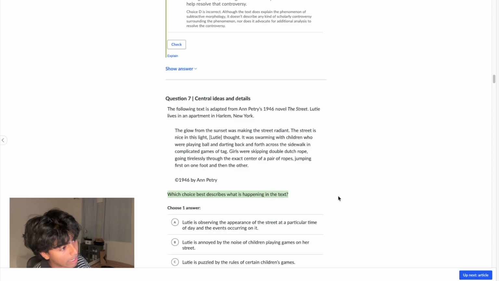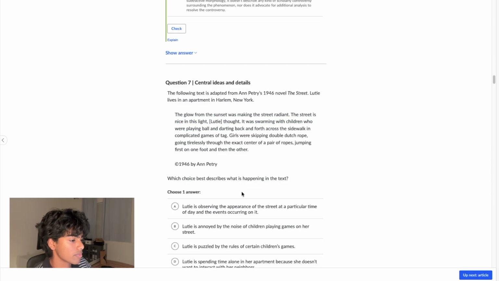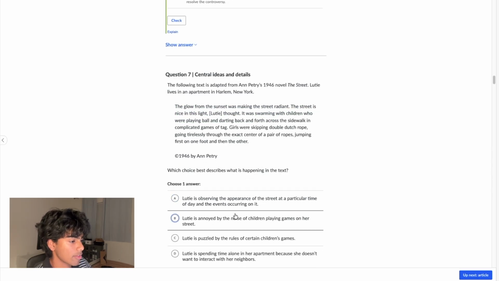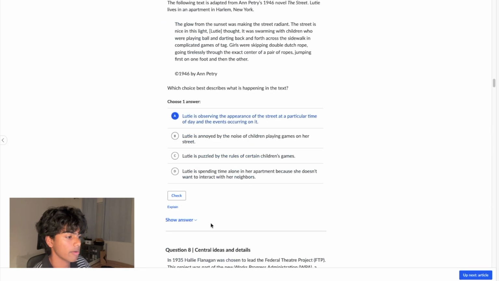Which choice best describes what's happening in the text? The glow from the sunset was making the street radiant. The street is nice in this light. And that's what she's thinking. Swarming with children. Okay. She says it's nice, so it cannot be B. Is she puzzled by it? Not really. Spending time alone in an apartment, she's saying the day is nice. Why would this be the answer? So it's gotta be A.